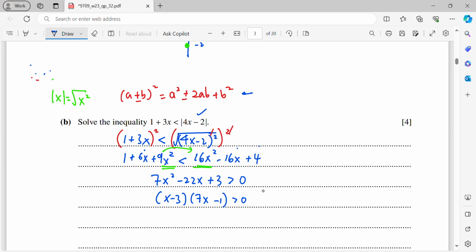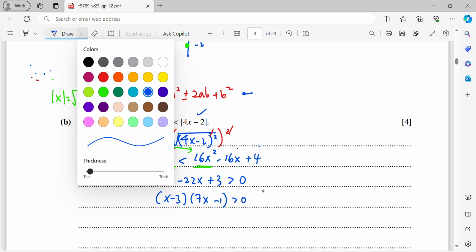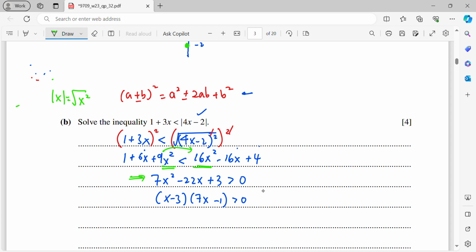than 0. Now, to get the solution of this, we need to sketch a graph of the previous step. When you look at this positive 7x squared, that means this graph will have a minimum point. The intersection points will have coordinates: x minus 3 equals 0 means x equals 3, and when you let the other factor be 0, x is 1 over 7. That means I will be getting 1 over 7 and positive 3 on the x-axis.